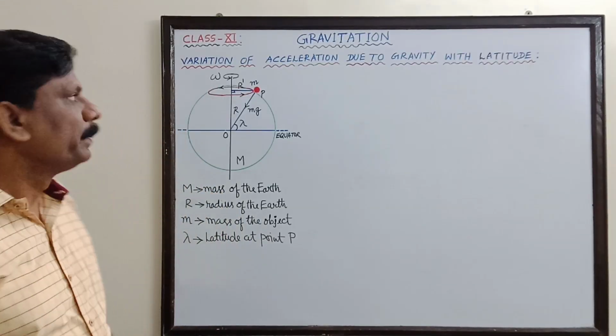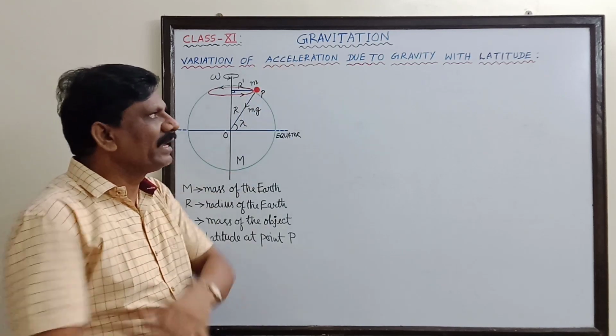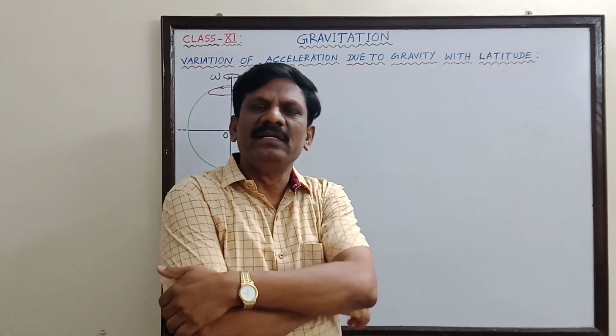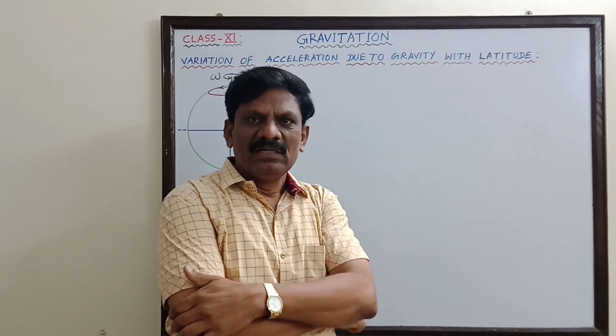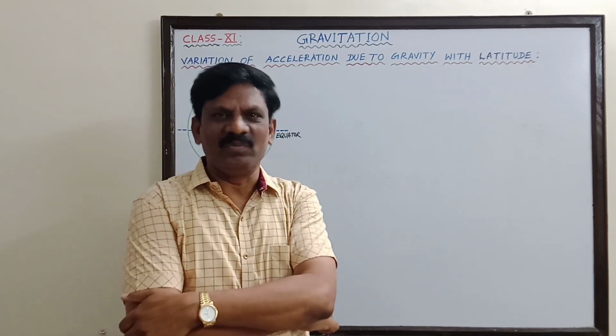Hi students, now we are going to discuss the variation of acceleration due to gravity with latitude. Now we have studied in geography that 0-degree latitude is called the equator, and 90-degree latitudes are called as what? The north and the south poles.